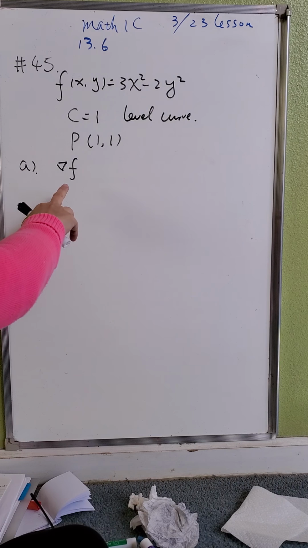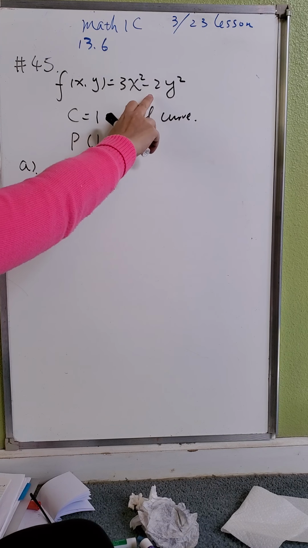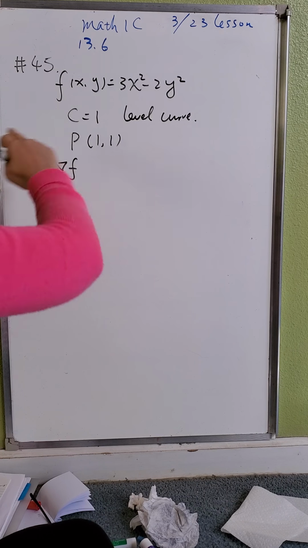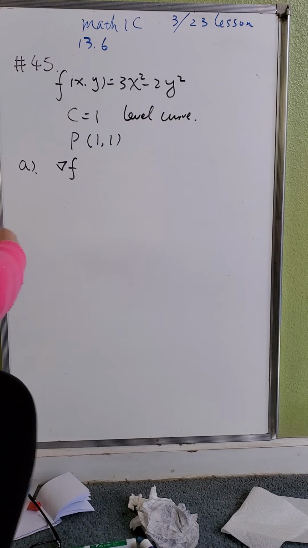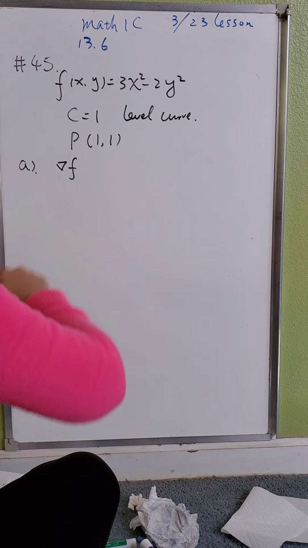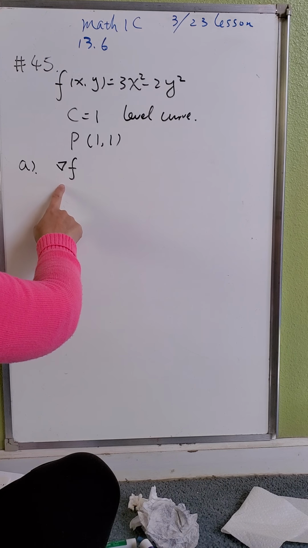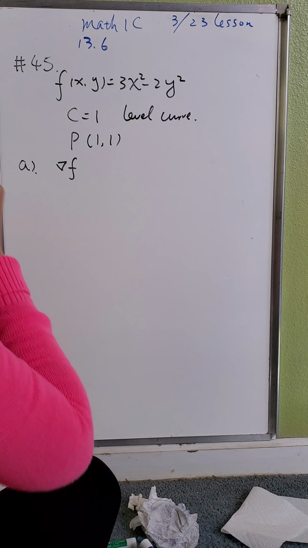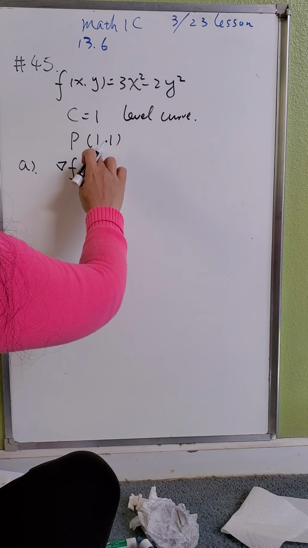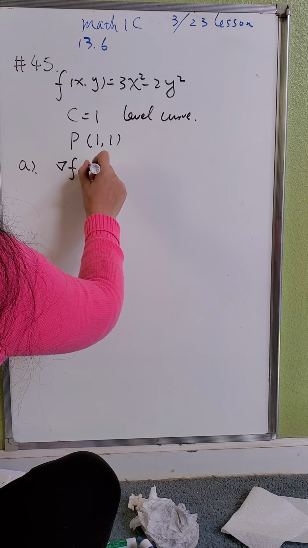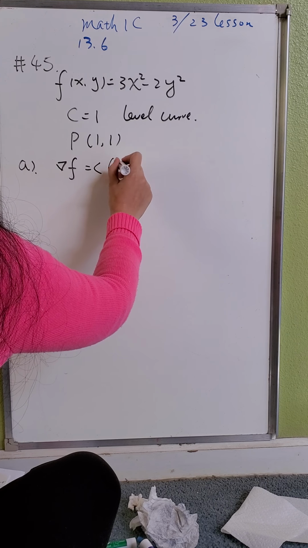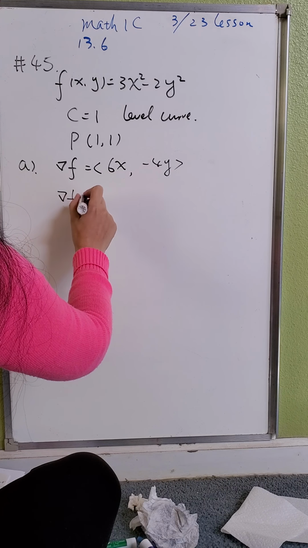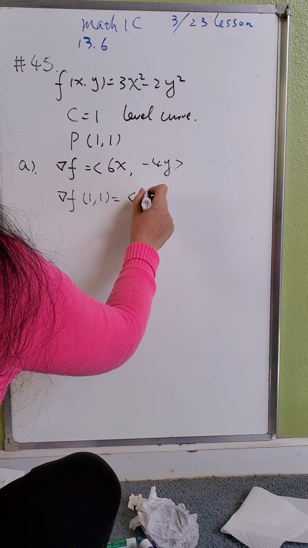Okay, 45: they give you a function, and then say C equal to 1 means the level curve of 1, the first chart. There's a point (1, 1). They want to find a few things. So number one, they find the gradient. At (1, 1), the gradient is equal to (6x, negative 4y). At (1, 1), you change to 1, 1 here, and it just equals (6, negative 4).